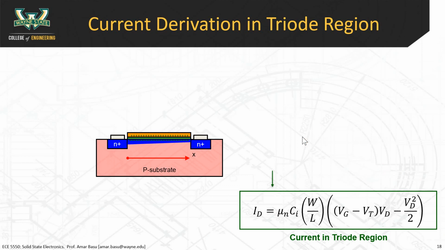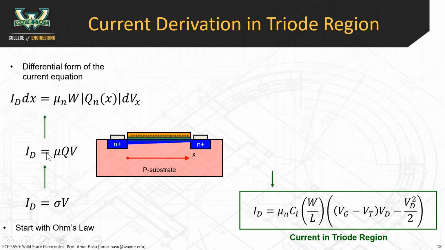So if we just do a quick derivation, here's what it looks like. You start off with Ohm's law: ID is equal to the conductance times voltage. And this conductivity becomes mu times Q. So we started with Ohm's law, we come to this equation, and this is where we start using a little bit of calculus to make this work. This is the differential form of the current equation.